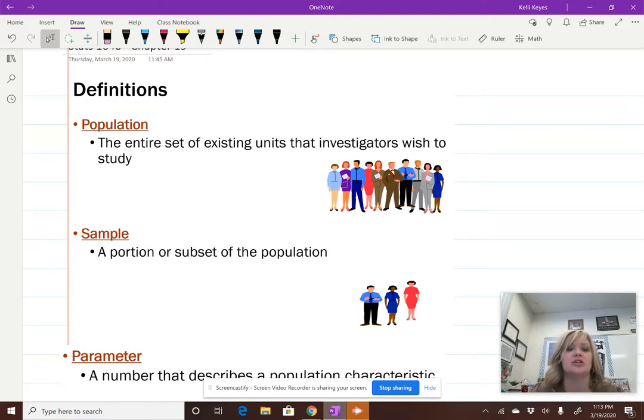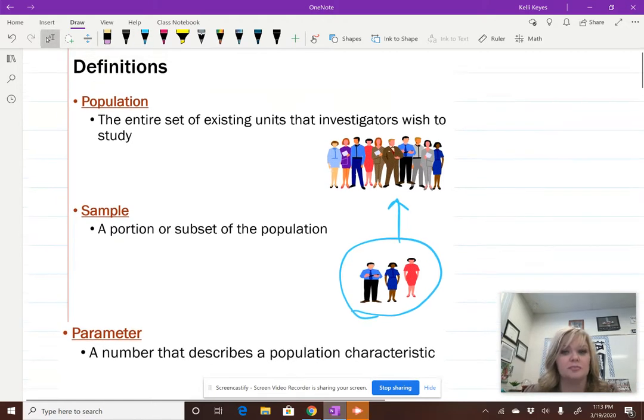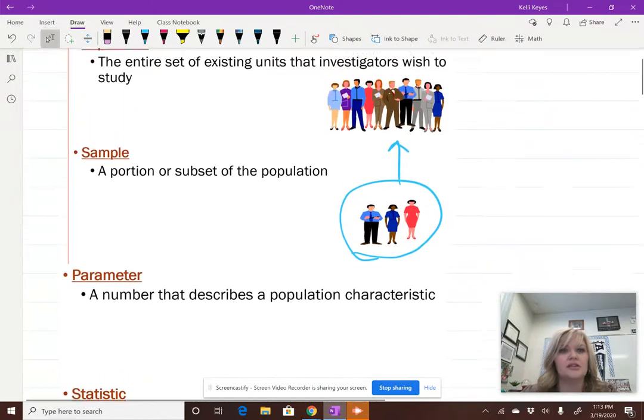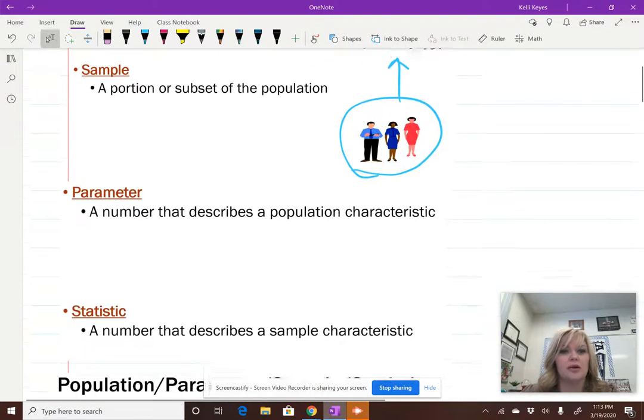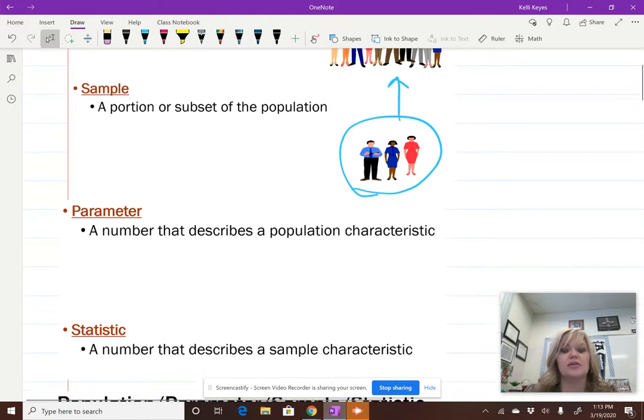that is the population. Now, a sample is when you just take a portion of that population, because the whole point of sampling is that we don't know about the population. We want to know about the population. So we take these samples and we get information, and that helps us to find out information about the entire population. All right, so a parameter is just a number that describes something about the population.